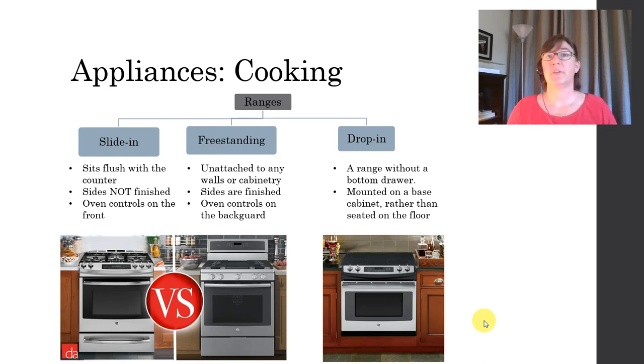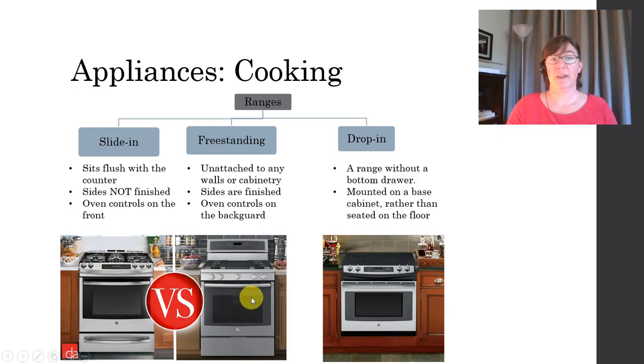Ranges. Remember that ranges are a combination oven and stove unit. They come in slide-in, freestanding, and drop-in. A slide-in range sits flush with the counter. See how this is roughly the same height. The sides of the unit are not finished. You're never going to see them, so they don't spend any money on finishing the sides. The oven controls of your slide-in range are on the front.